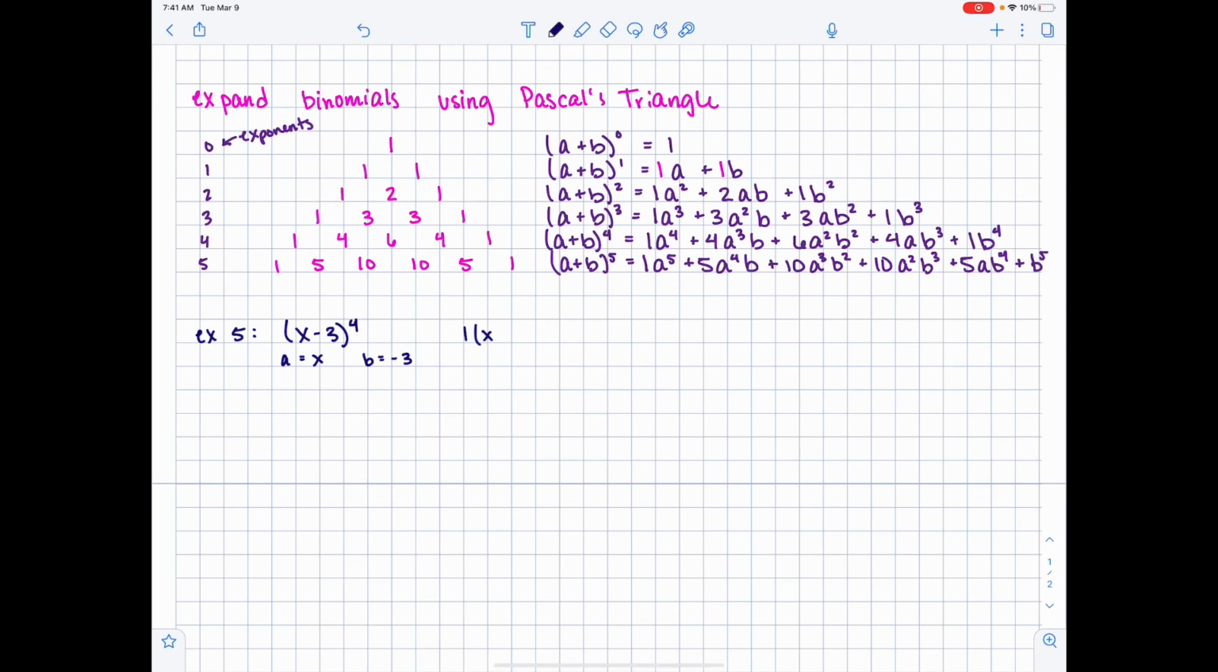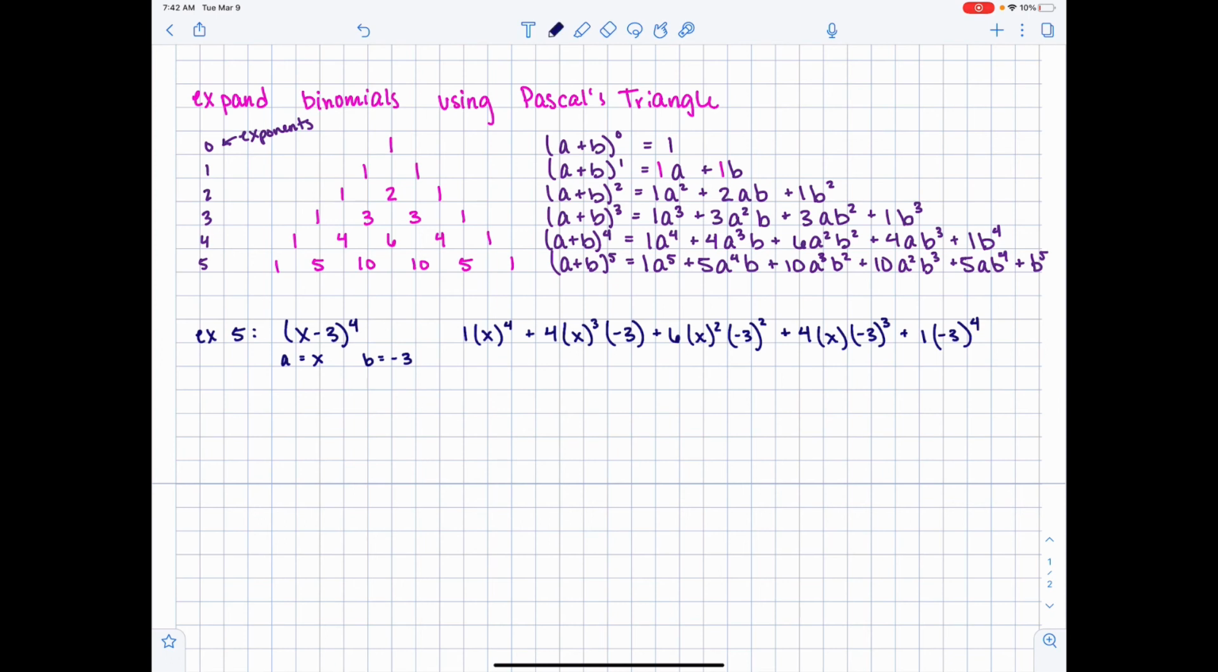1 x to the 4th, all right, and then plus, our next one is 4 for those coefficients, and remember, we're going to take x to the 3rd, because we're subtracting 1, but times b, which is negative 3, all right, plus 6, and we now have x squared times b, negative 3 to the power of 2, all right, plus 4, and now we're down to just x to the power of 1, so just x times b, which is negative 3 to the power of 3, plus 1 times negative 3 to the power of 4.